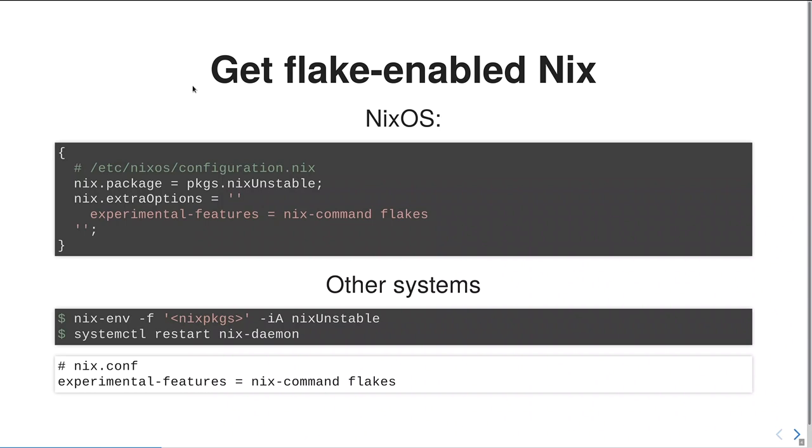And yeah, in NixOS, you have to overwrite the nix.package attribute and also set extraOptions. And if you don't use NixOS, then you can use nix-env to install Nix Unstable. Then maybe you have to restart your Nix daemon, and you also have to write the nix.conf manually to have these two experimental features, flakes and the nix command, which is the new command line interface.